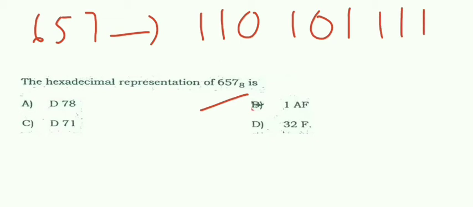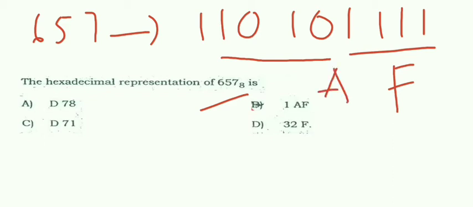Whenever you want to convert binary to hexadecimal, partition the binary number into 4 bits. So this is the first 4 from the right hand side, then this is the second 4, right? So this 4 represents 15. 15 is nothing but F in hexadecimal, and 1010 is 10. 10 is nothing but A in hexadecimal, and the remaining thing is only 1. So option B is the right answer.